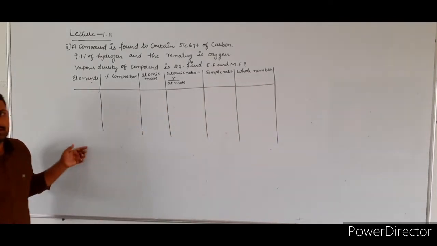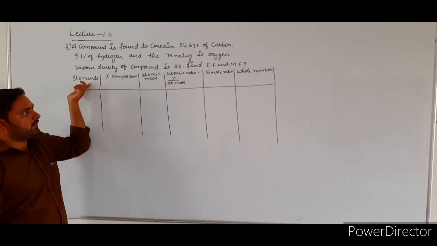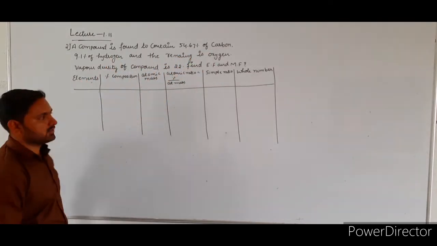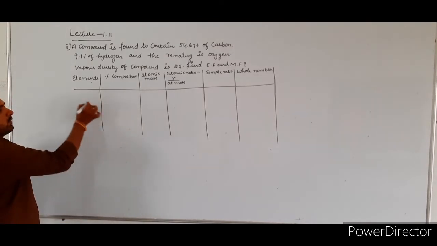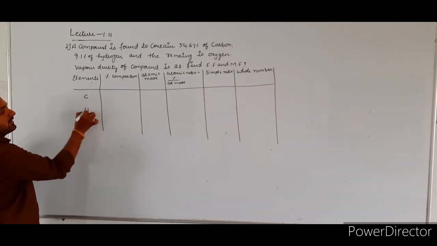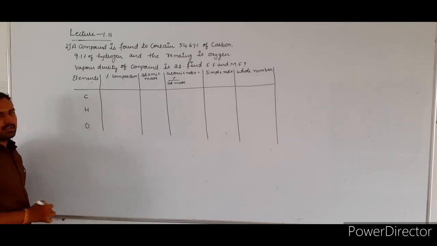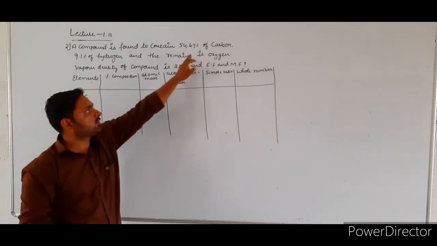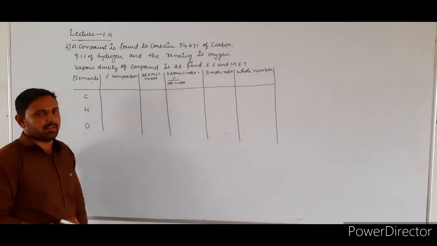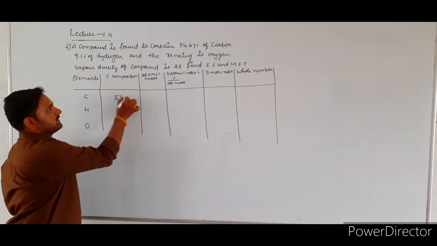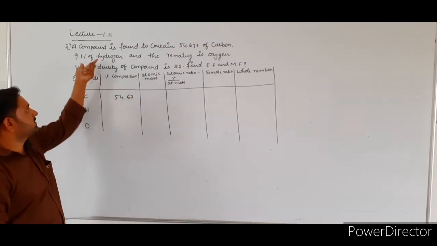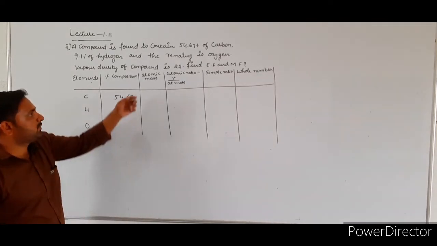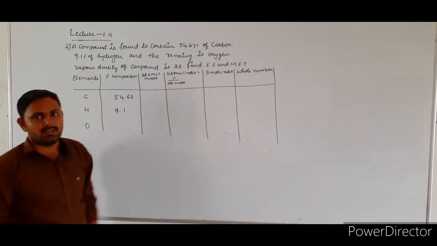Okay, now you write the elements. Which elements are given? Carbon, hydrogen and oxygen. There are three elements. One is carbon, the second one is hydrogen, the third one is oxygen. Now tell me, what is the percentage composition of carbon? The percentage composition of carbon is 54.67. Then what is the percentage composition of hydrogen? 9.1.